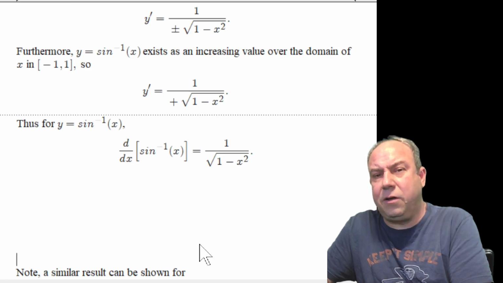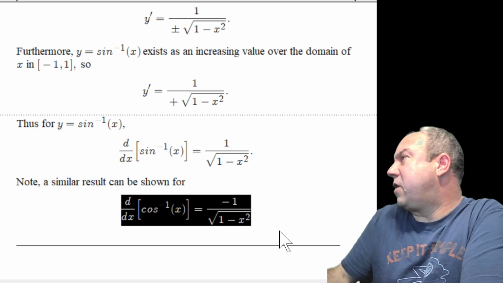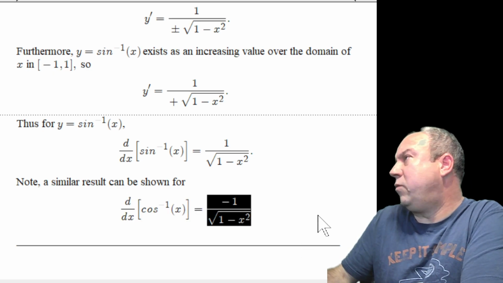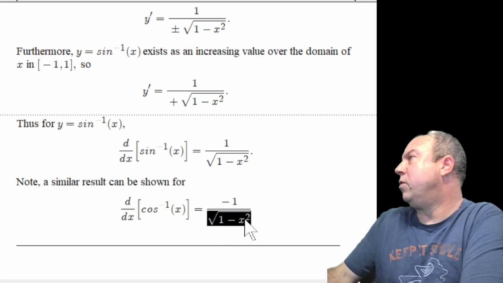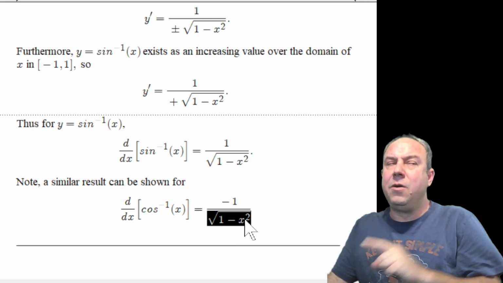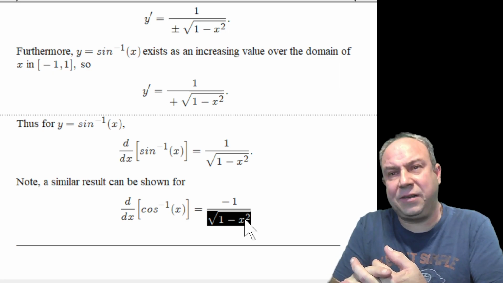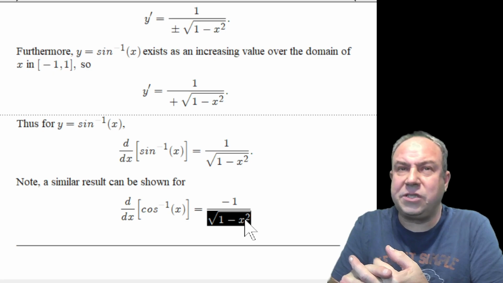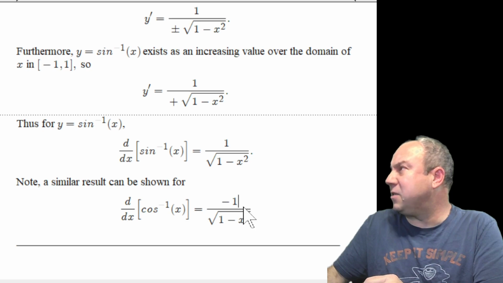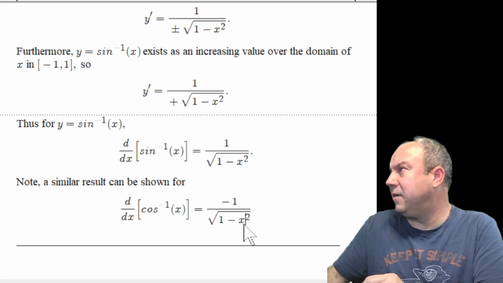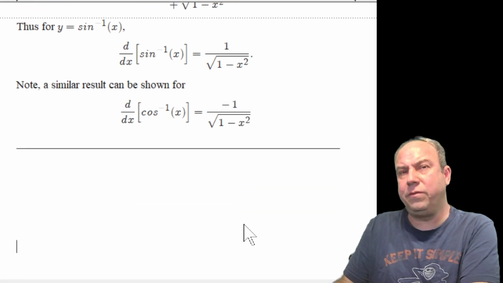Now, a similar result can be shown for the cosine inverse. What we see for the cosine inverse is that we actually get the opposite of what we saw for the sine inverse. It is the opposite of 1 divided by the square root of 1 minus x squared. What we see for the cosine inverse function is that it is actually a strictly decreasing function over its domain from -1 to 1. So that's where our negative aspect will come into play. All right. Now that's sine inverse and cosine inverse and their proof.